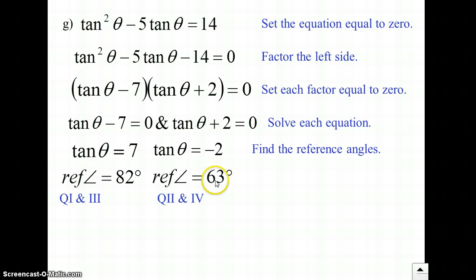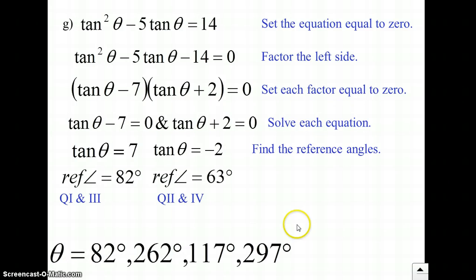Look at the other equation. A 63 degree reference angle in quadrant 2 would give me an angle in standard position of 180 minus 63, or 117. And in quadrant 4, a reference angle of 63 degrees would be 360 take away 63, or 297. So there are 4 solutions for this equation: 82 and 262 from the first part, and 117 and 297 from the second part of the equation.